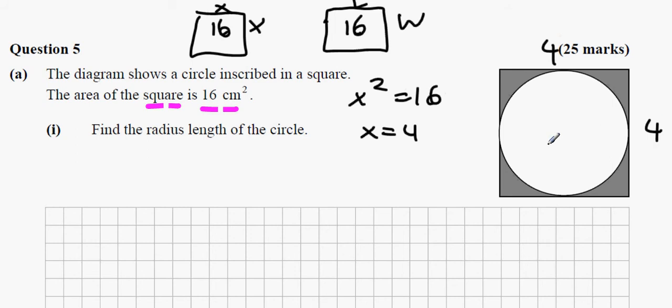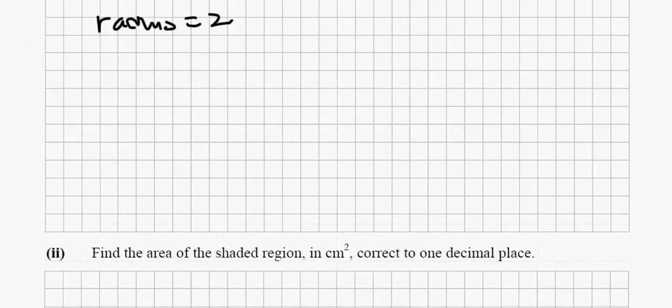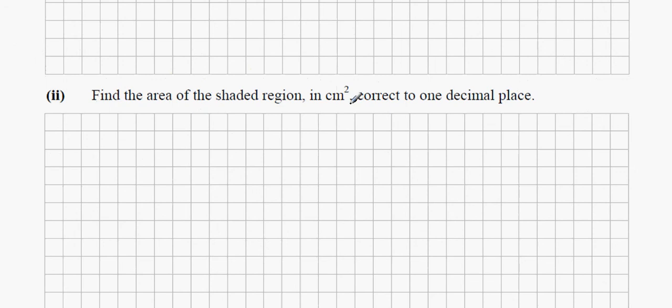Now, if a circle just fits into this square, it means that its radius has to be half that of the length of the square, which is going to be 2. Find the radius length of the circle. The radius equals 2. Okay, and just show this workings here, right? Next part, part 2. Find the area of the shaded region in centimeters squared, correct to one decimal place.